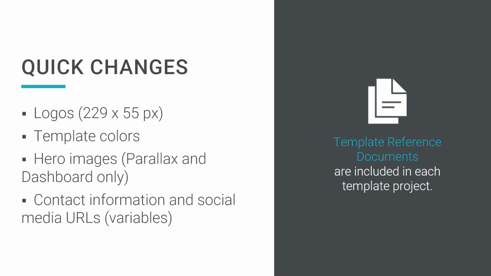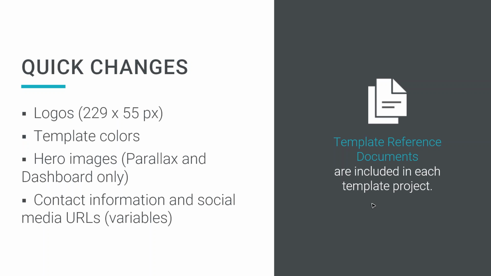So some quick changes are you might want to change the logos that are in your Flare projects, configure some of the colors to make it fit your branding, and the hero images, those images that span the entire page, you can customize those, but that's going to be for parallax and dashboard layouts only. And then we'll change the contact info and social media URLs as well. And one other thing is the template reference documents, which explain these quick changes. They're included in each template project.